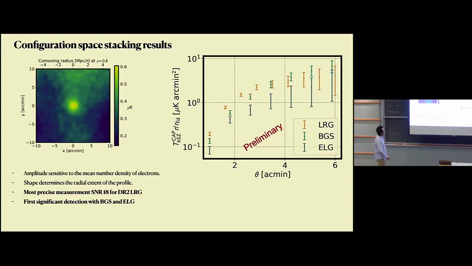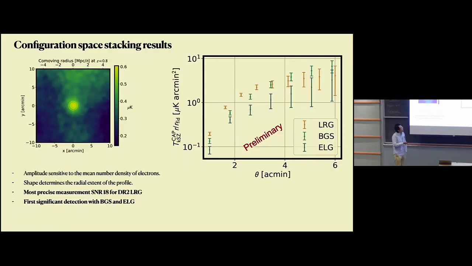We also have equivalent measurements for the BGS and the ELGs, now making significant detections at 7 and 9 sigma. Here is the cumulative plot of these samples stacking across arcminutes. The amplitude shows the strength of this signal, while the shape tells you the radial extent of these measurements.